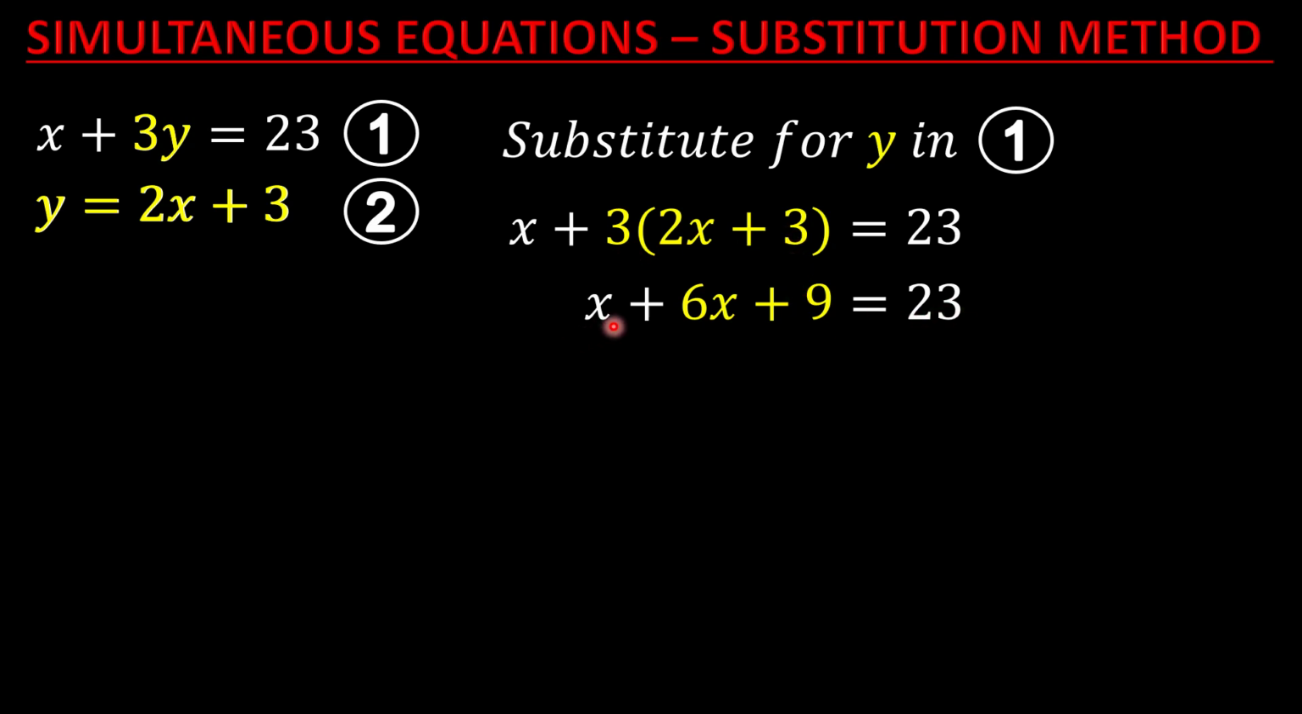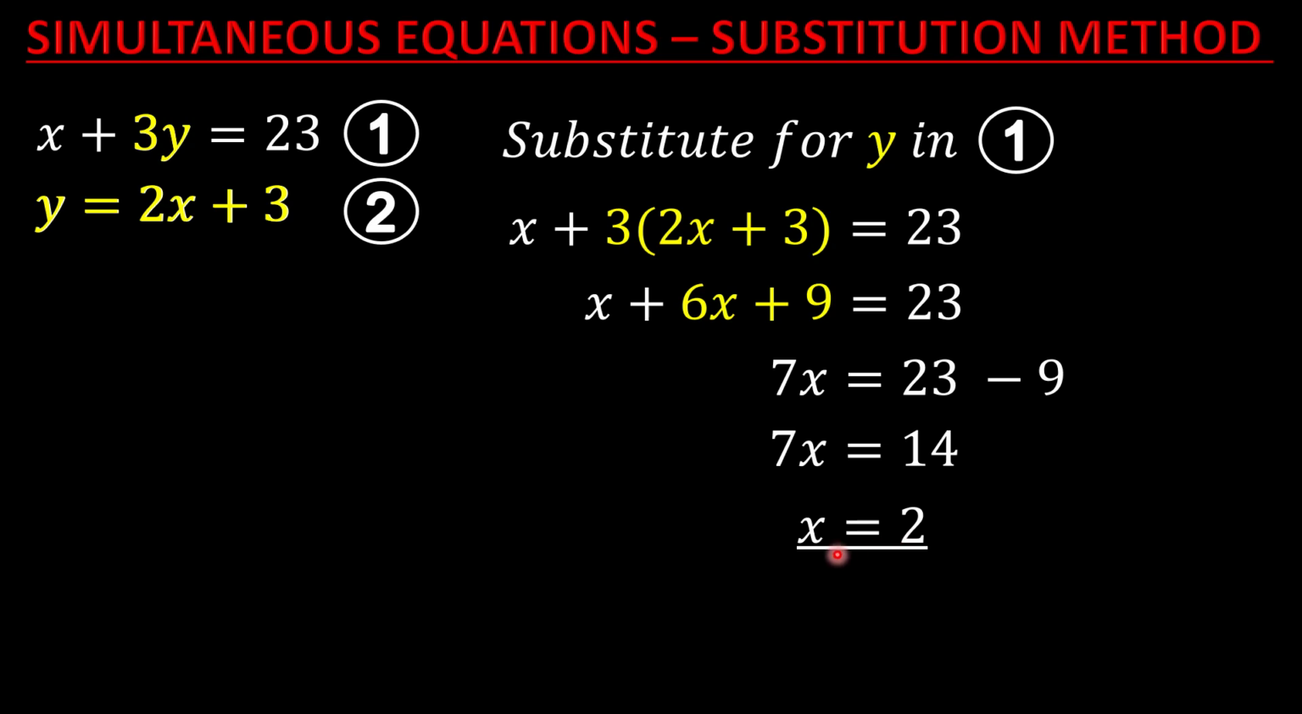Now we can do the next two steps together. We can say x plus 6x is 7x, and then we can take the 9 over to the other side, take away 9, so we'll get 7x equals 23 take away 9, so 7x equals 14. We don't want 7x, we want x, so divide both sides by 7, and we get x equal to 2. Now that is half the answer.